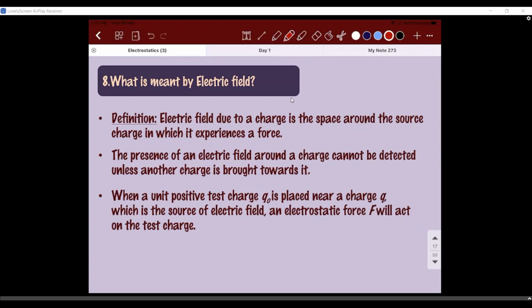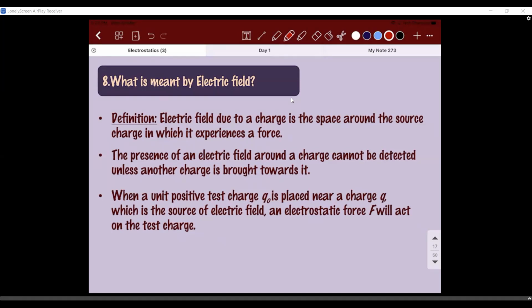Once you decide the source, you will be able to find the presence of the field with the help of another charge. That's what the second point says. The presence of an electric field around a charge cannot be detected unless you bring another charge, because you're not able to see it with your eyes, right? So what happens when you try to bring another charge? It will repel or attract.